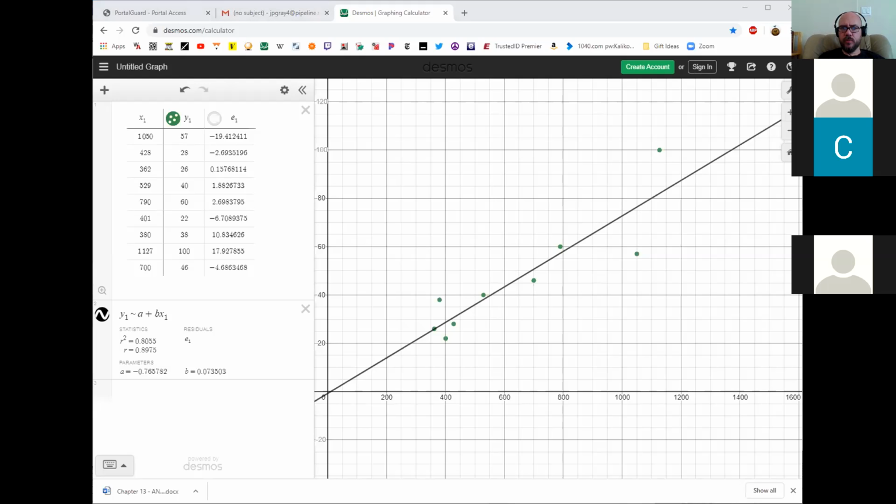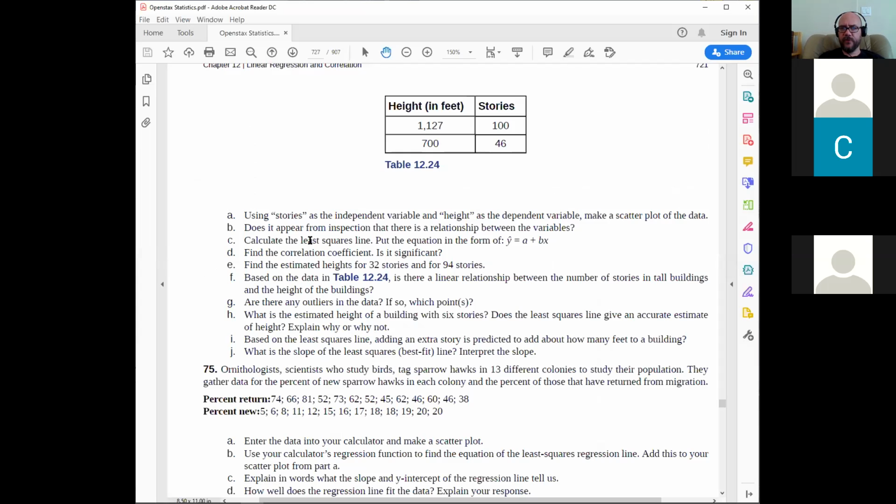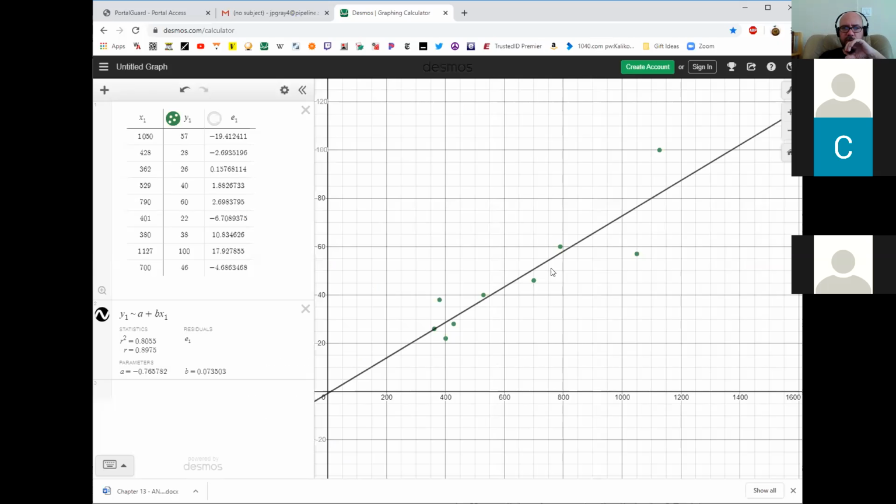Asima, did I answer your question, or was there more you wanted to ask about this? Because for F, we're just checking. Can you look for the question about the least squares line? Based on the least squares line, adding an extra story is predicted to add about how many feet to the building. So let me share my Desmos screen again. I have something that looks like this.